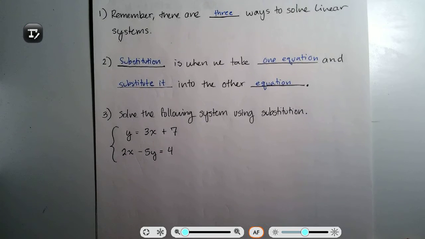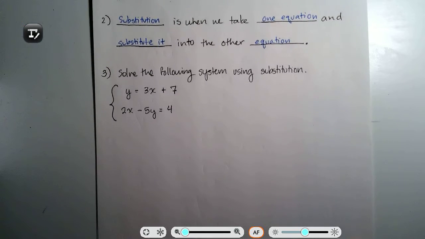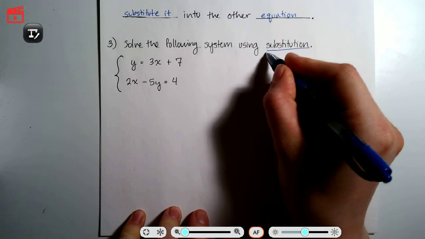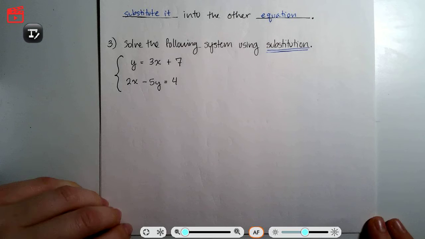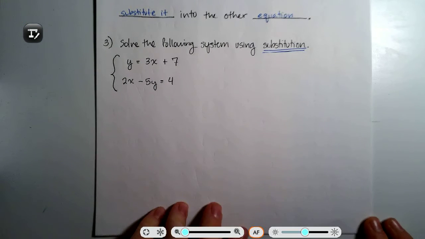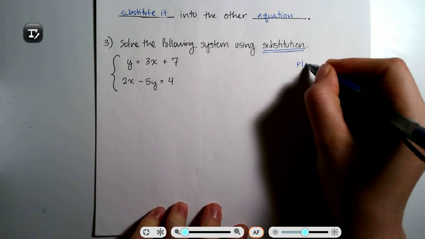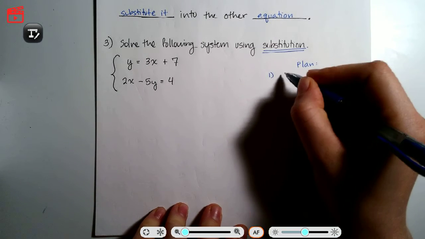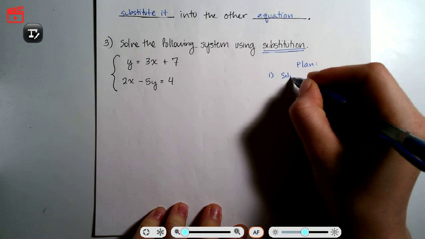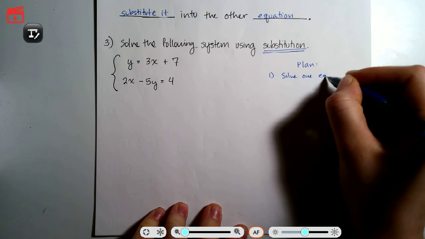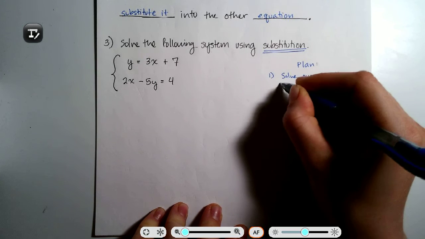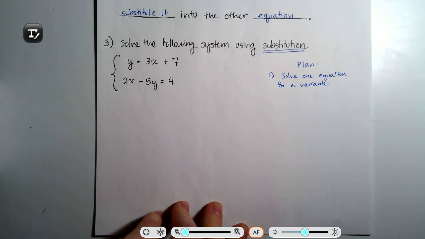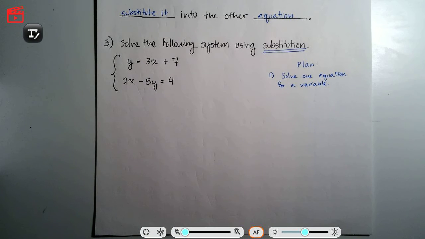All right, so here's our first example for this class activity. Solve the following system using substitution. Remember, if I give you the method, please use the method. All right, so what's the plan? The plan, one, solve one equation for a variable. Remember, when you solve for a variable, you're going to get that variable by itself.